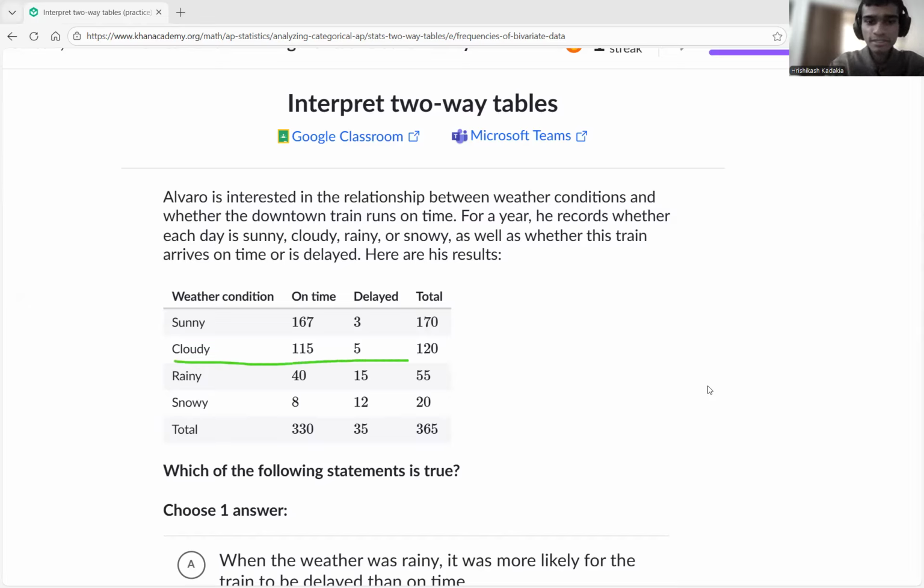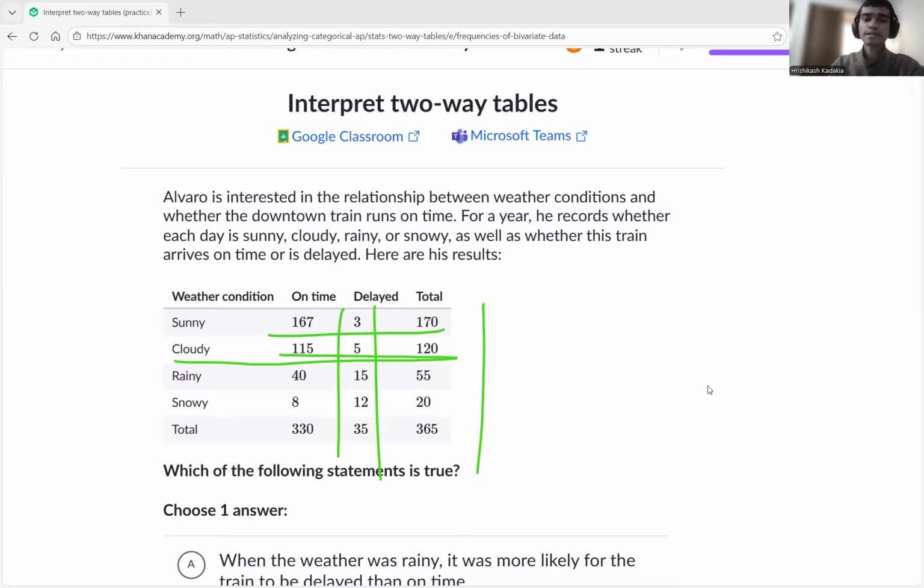Row relative means it could be something like this, where 50% are on time and 50% were delayed on a cloudy day. But here it's basically on the number of records they've been given. So here we can surely go around. We can see it this way, and even this way: relative, column relative, table relative. All three relatives we can see. So let's go to the options and see which of the following statements will be correct.